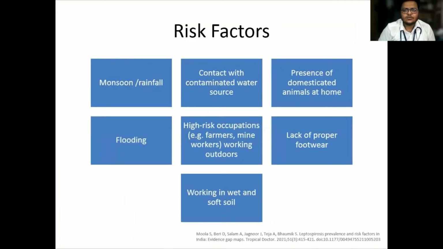Risk factors include monsoon or rainfall that increases contact with contaminated urine, contact with contaminated water sources, the presence of domesticated animals at home, which may serve as reservoirs for leptospira, flooding, high-risk occupations including farming and mine working, lack of proper footwear, and working in wet and soft soil.